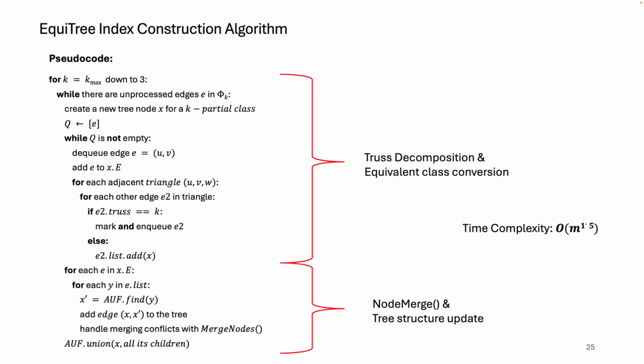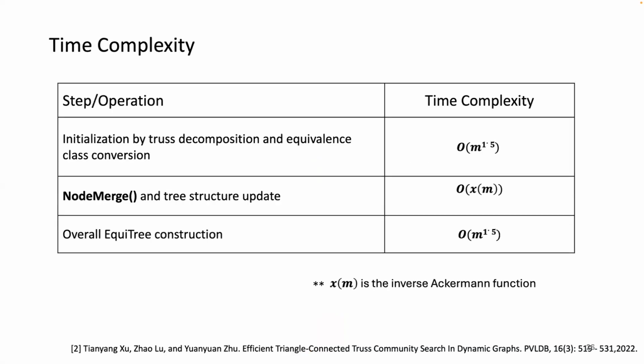So this is the pseudocode. We have the Truss decomposition section and the equivalence class conversion. This is the code to do that, and also we have the node merge and the tree conversion. So like I said, there are 2 phases: the graph converts to the equivalence class, and the equivalence class converts to the tree itself via that function. This is the entire code to run that, and the entire time complexity is O of m to the power 1.5.